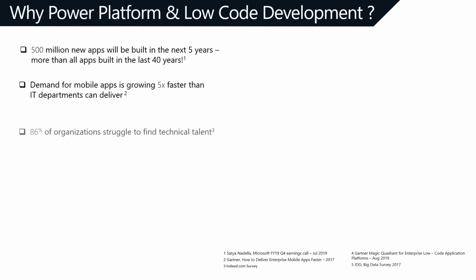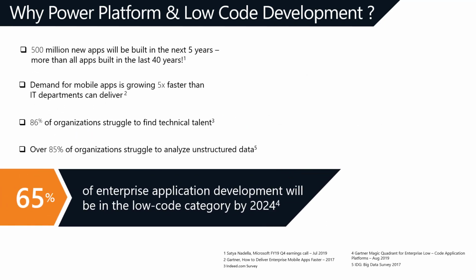So as you know, there are a bunch of changes happening right now across all industries, especially for enterprise application development, BI, and automation. In the next 5 years, more applications will be built than in the last 40 years, over 500 million new applications. And the demand for mobile applications is growing 5 times faster than the IT department can provide. In addition, 86% of organizations are struggling to hire and find the best technical talent, and 85% of organizations also struggle to analyze their unstructured data.